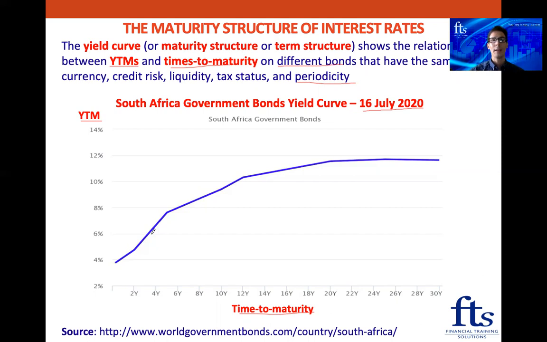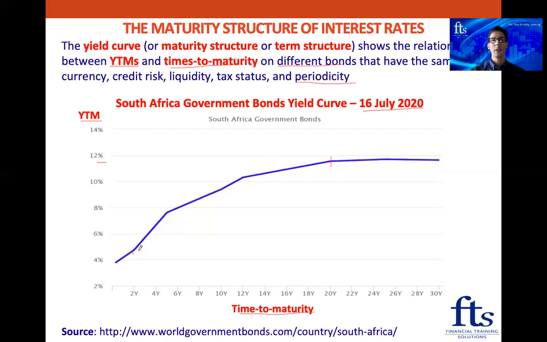We can see that this yield curve is what they call upward sloping, because the bonds with the longer maturities, like let's take this one, the 20-year maturity over there, it's paying a yield to maturity of nearly 12%. And then the short-term bonds, let's take this one here, the 2-year one, it's only paying just over 4%. So why is this?